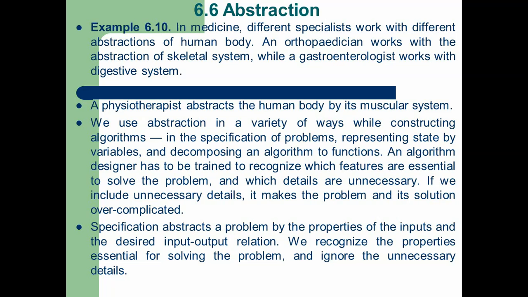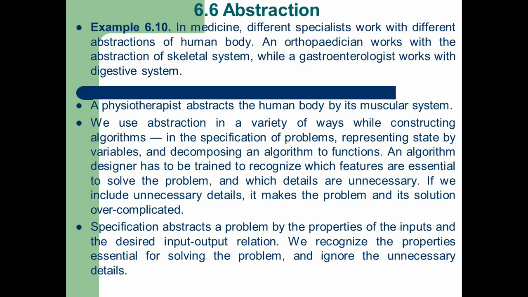So in the specification of a problem, representing the state by variables, decomposing an algorithm into functions, an algorithm designer has to be trained to recognize which features are essential to solve the problem and which details are unnecessary. So we can identify a good algorithm when it can differentiate between necessary and unnecessary details of any problem. These unnecessary and necessary details can be identified at the first step called specification, which we already discussed.